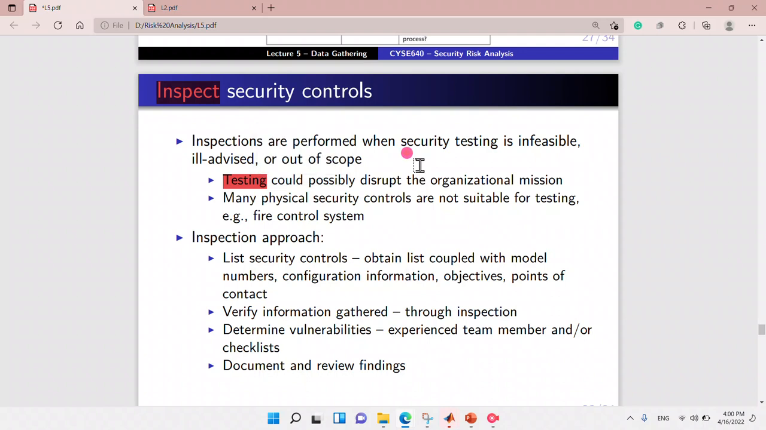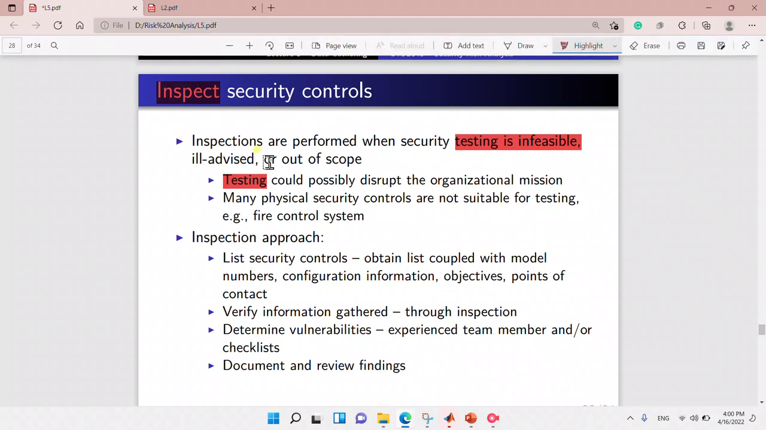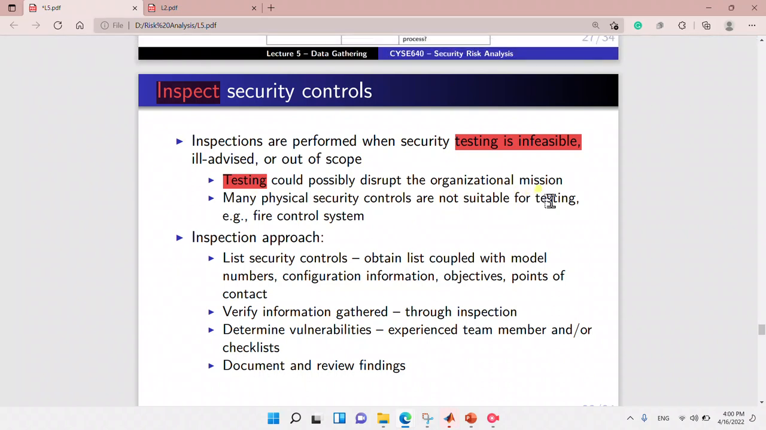الانسبكشن هو نفس التستنج تقريبا، بس it is performed when testing is infeasible. اوكي، فبنعمل inspection instead. و many physical security controls are not suitable for testing. اوكي، بعدين عندنا ال inspection approach.